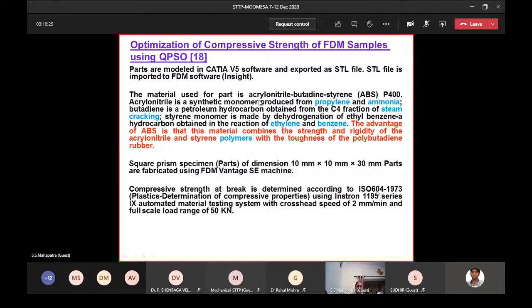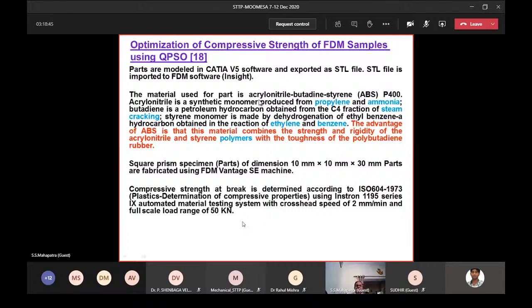Now the compressive strength is measured using the ISO standard ISO 604 1973. Based on that, these parts have been made, and the samples were tested for compressive strength. It is tested on an Instron 1195 series machine with a crosshead speed of 2 mm per minute.